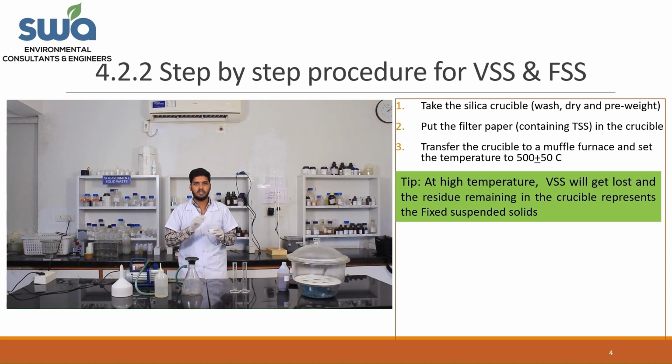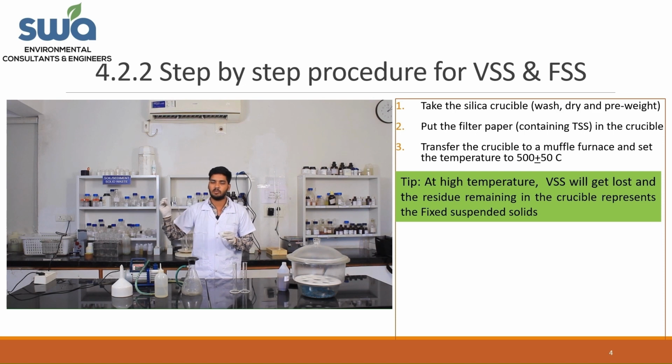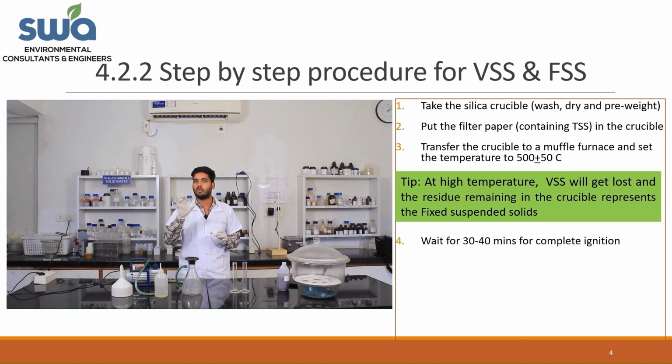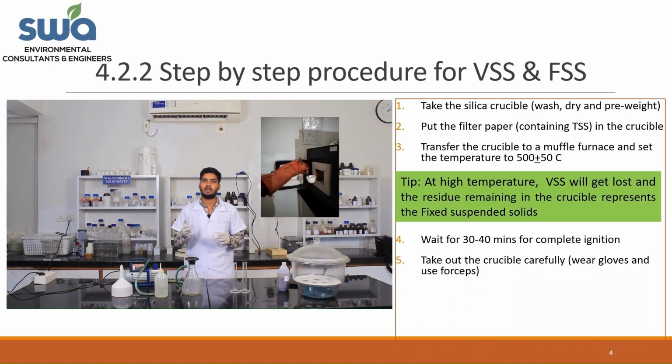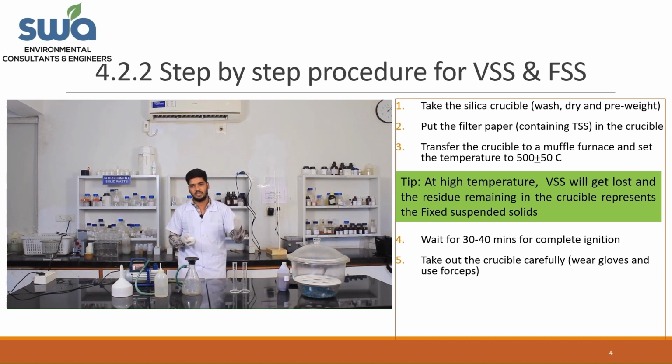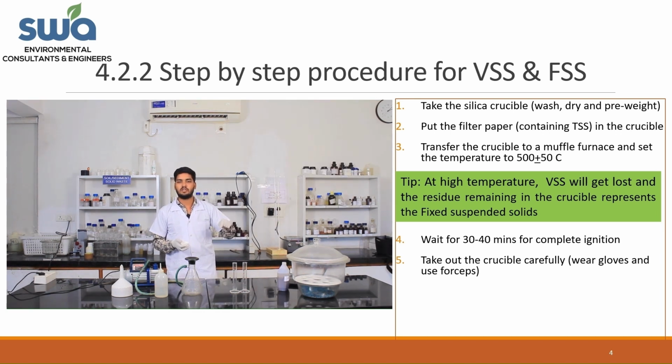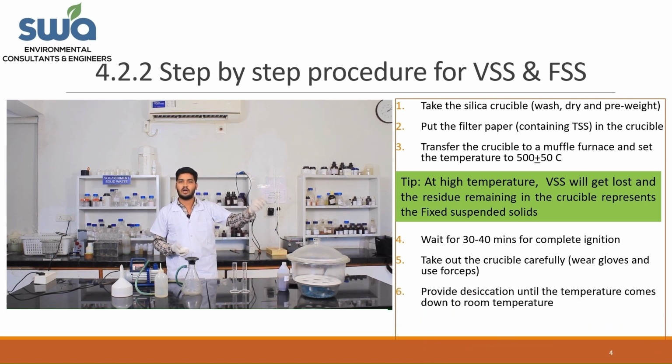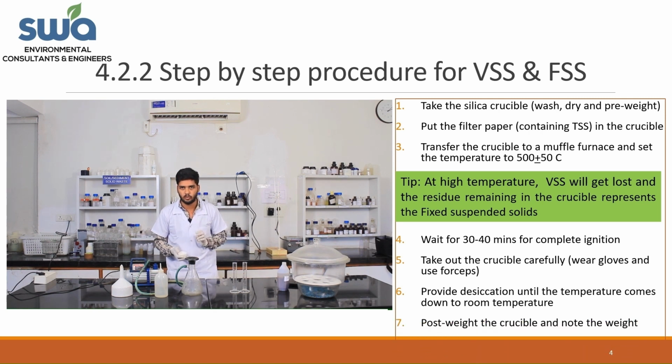Let's put this silica crucible into the muffle furnace. After putting it in the muffle furnace, wait for 30 to 40 minutes to ignite this. After ignition, carefully, wearing gloves and with the help of forceps, take out the silica crucible and put it in a desiccator. The fixed suspended solids will be visible after the ignition. Now, after putting the crucible in the desiccator, take it out and take the post weight of the crucible and note it as W2. After that, let's move to the calculation part.